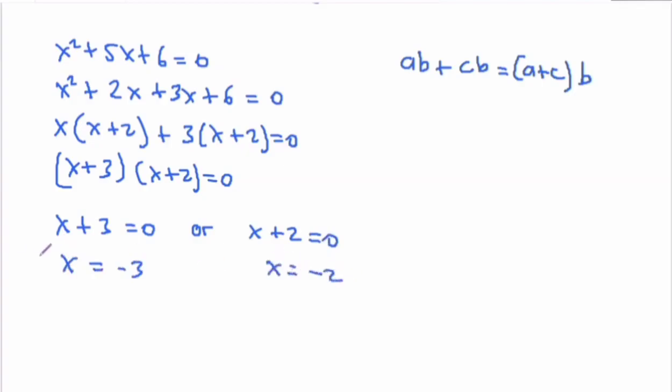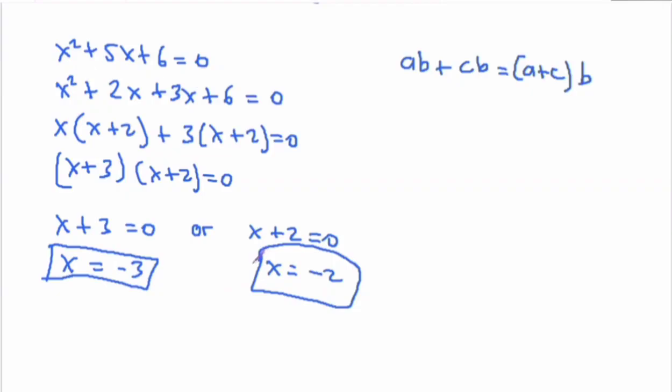So what are the solutions for x squared plus 5x plus 6 is equal to 0? x is equal to minus 3, and x is equal to minus 2.